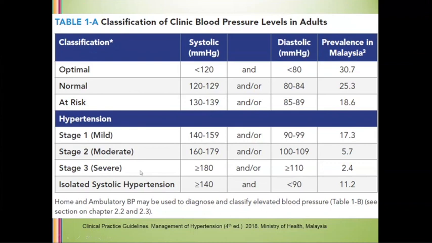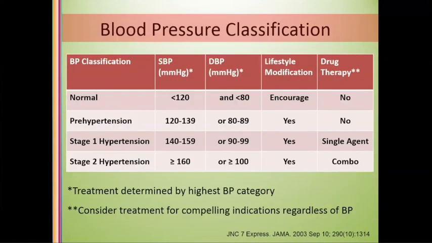And in the Malaysian guideline, we have severe stage 3, which we rarely see in the international guidelines, because in international guidelines, they will always say that anything more than 160 is stage 2. When it is more than 180, we call it emergency or urgency depending on the situation. This is the JNC8 guideline. You see, I told you earlier, it is quite similar. We have pre-hypertension, stage 1, stage 2.